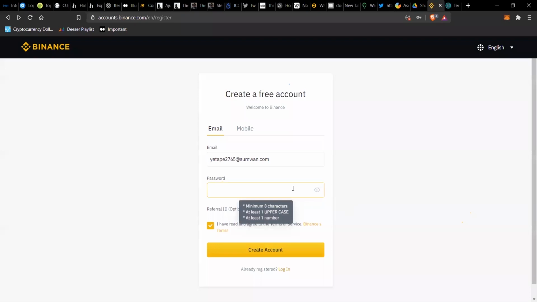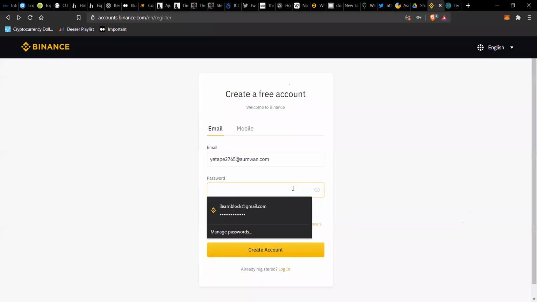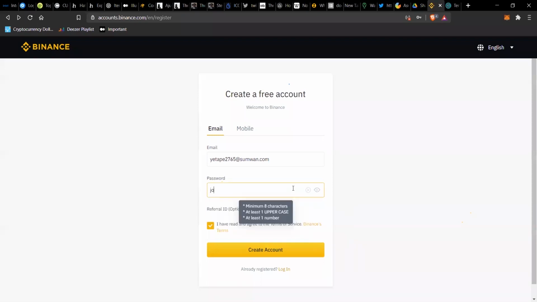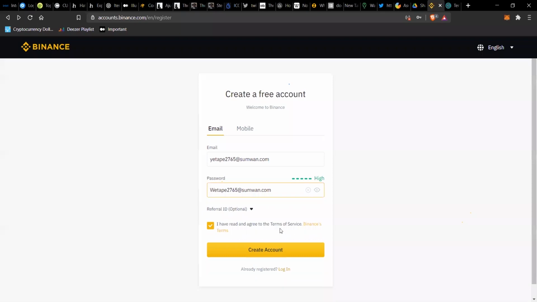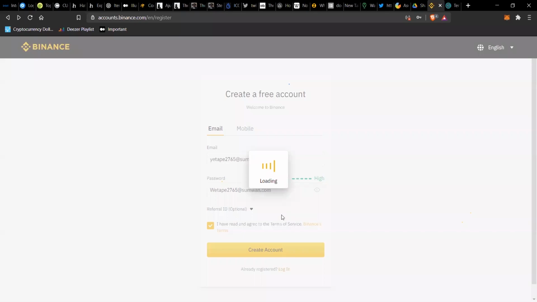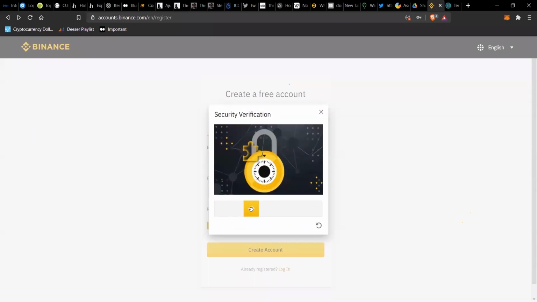For example, let's say I put a password like Joe. It would not work. It has to be at least 8 characters long. So you get that. So let me just put a random one. Yep. So now this is at least 8 characters long. There's a number, there's a capital letter. That is why it's successful. So I just proceed to create account. And then I just do this.